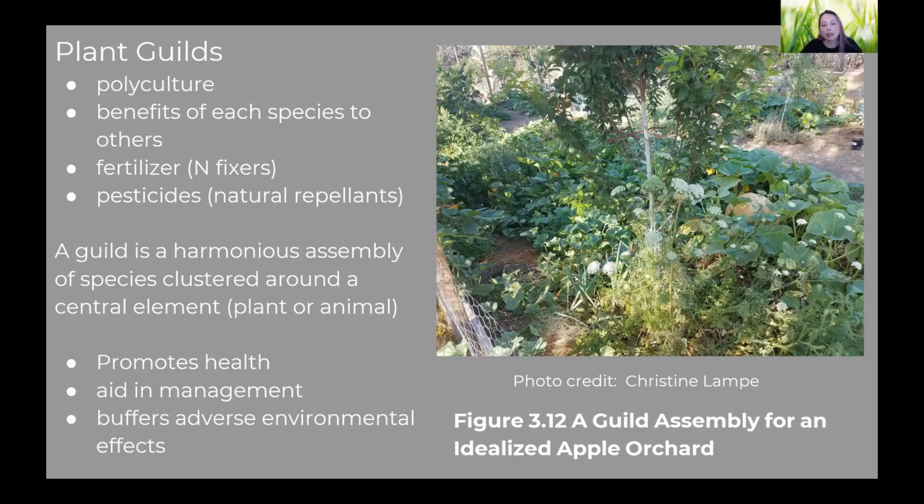When we design plant guilds, we always try to do it in a polyculture. We try to maximize the benefits of each species to the other. We can also add factors of convenience to ourselves, which save us inputs of fertilizers or pesticides. A guild then is a harmonious assembly of species clustered around a central element. That element could be a plant or an animal. This assembly acts in relation to the element to assist in its health, aid in our work management, or buffer adverse environmental effects.